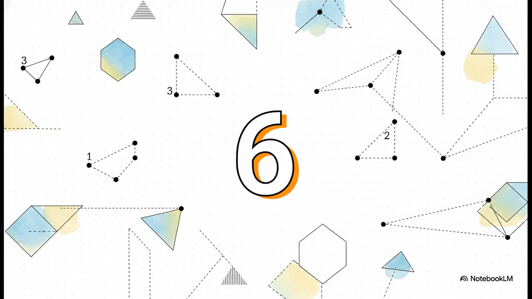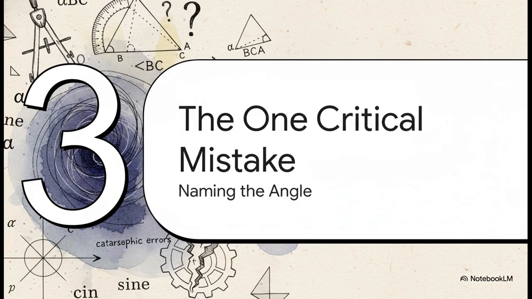So let's do the math. We had 3 from W, plus 2 from X, plus 1 from Y. That gives us 6. 6 unique line segments. It's a really cool example of how just a few simple rules can lead to some pretty interesting results. All right, I need you to listen up because this next part is maybe the most important takeaway from this entire explainer. There is one tiny mistake with naming angles that can cause massive headaches later on, so let's make sure we get this right.